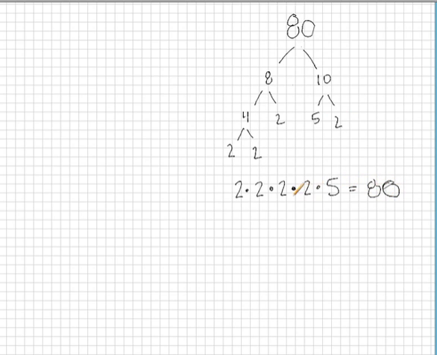And then I looked at this and I said, okay, well 2 times 2 times 2 times 2, that's actually equal to 16. So this whole thing is equal to 16 times 5. So I tried that.